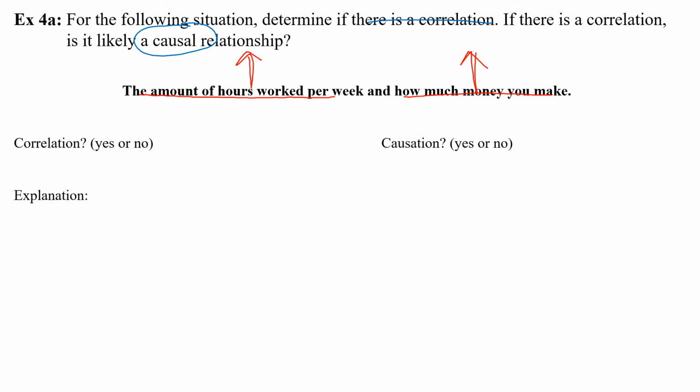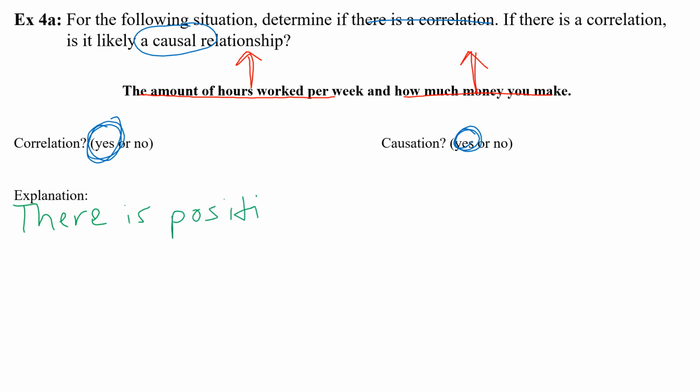So first question they ask us is there correlation? There is. Okay, they're both increasing. There's a relationship here. Causation. Do I think that working more hours is making me earn more money? Absolutely. Okay. And then the last thing we got to do here is we got to provide an explanation. So explanation. There is positive correlation because they're both increasing.